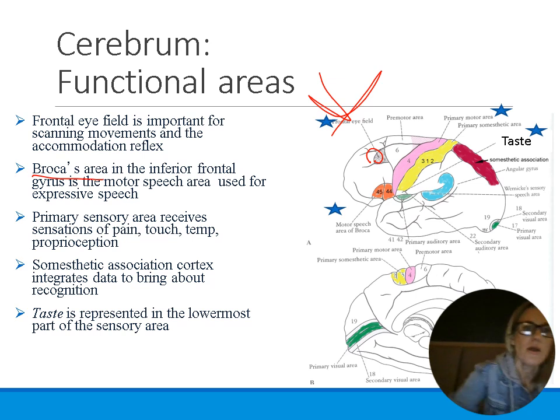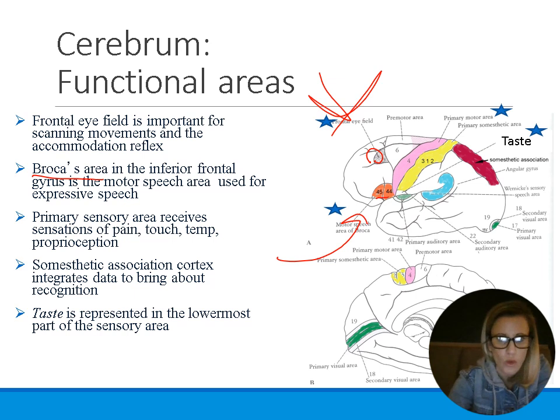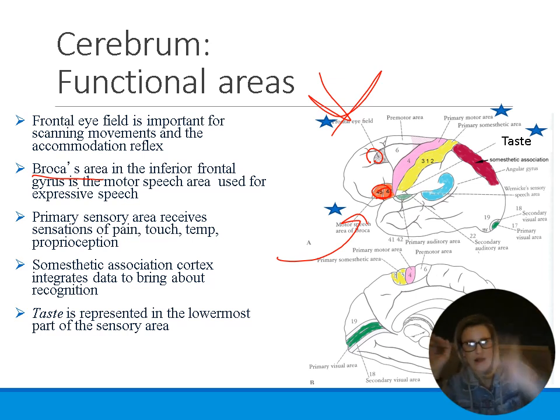Broca's area, which is also called the motor speech area, is right down here in orange. This is in the inferior frontal gyrus. It's a really small area on the very bottom of the frontal gyrus. Typically, it's on the left side of the brain, just in the left cerebral hemisphere. This is an area that's used for expressive speech. So it's responsible for or helps with the muscle contractions that are involved with actually producing speech.